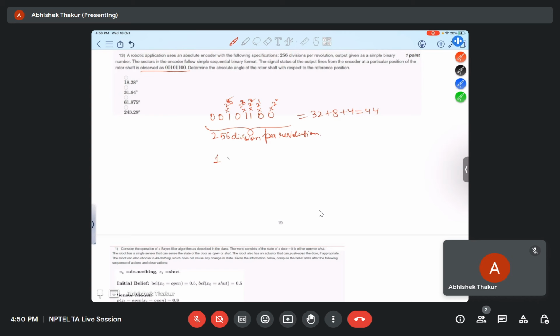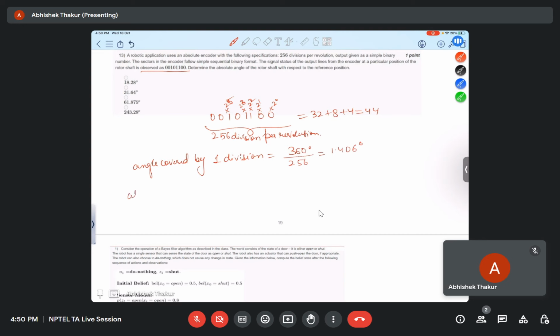So one division, angle covered by one division is equal to 360 degree by 250. So that is equal to 1.406 degree.